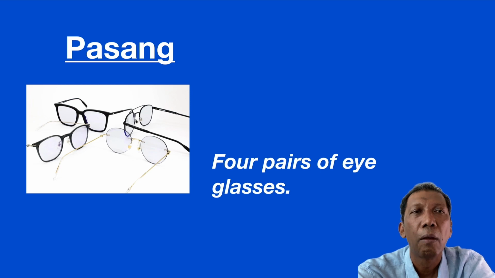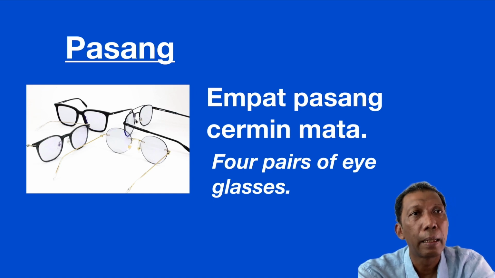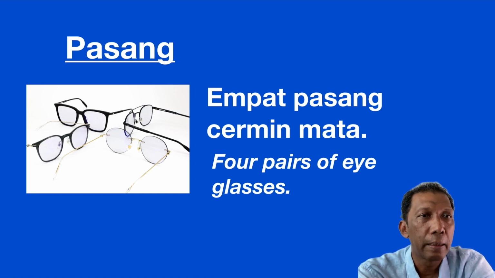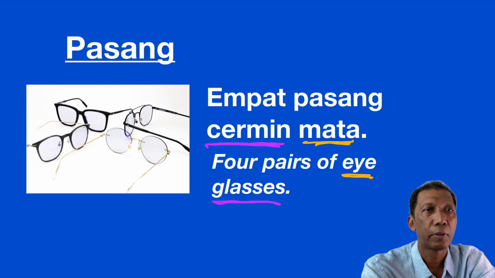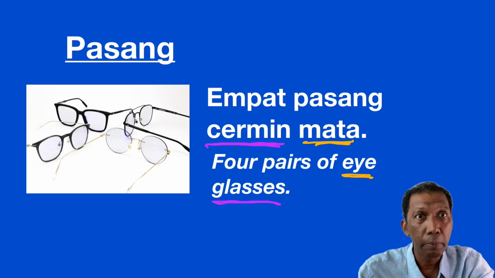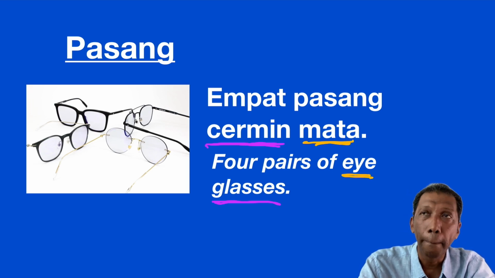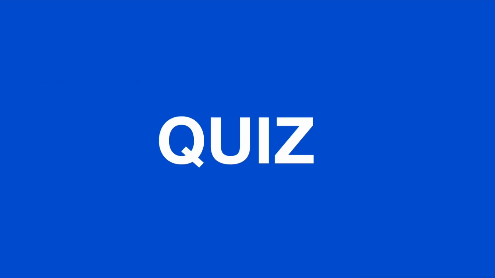Eyeglasses. 4 pairs of eyeglasses. Alright? And in Malay it's 4. Pasang, pairs. And cermin mata. Interestingly, cermin mata, cermin is similar to glass or glasses, and mata means eye, right? So eyeglasses, almost the same as in English, right? So now you know, cermin is glasses. It can also mean mirror, glasses and mata. So 4 pasang cermin mata, meaning 4 pairs of eyeglasses, right?